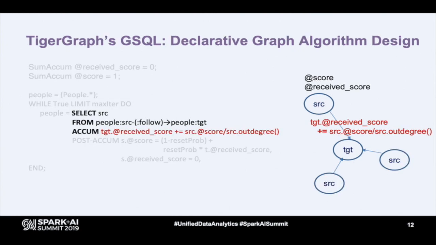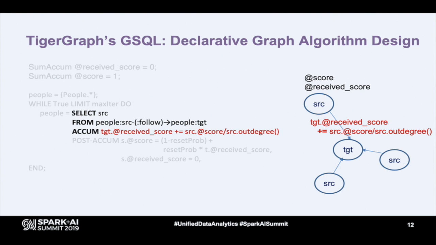So TigerGraph takes a different approach. It's a query language approach, which is more declarative. If you look at the left-hand side, the highlighted part, it's like SQL, right? There's a select clause, there's a from clause, and there's also an accum. And the from clause is about a particular edge you are interested in.